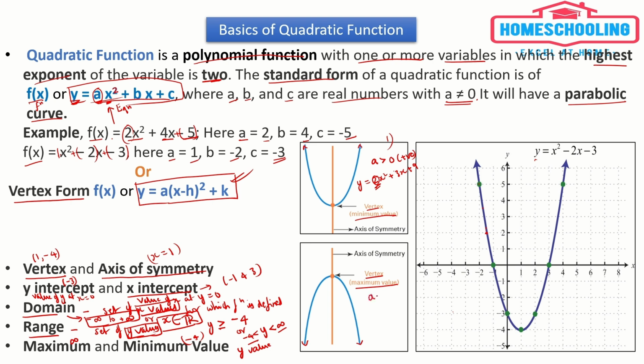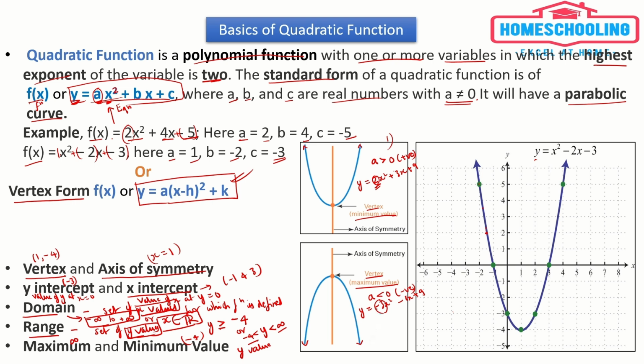And when the value of a is less than 0, or negative, then the parabolic curve will have an opening in the downward direction. If we have an example like minus 3x square minus 6x plus 9, here a is -3, so a is less than 0. Whenever a is less than 0, we will have a parabolic curve with an opening in the downward direction.